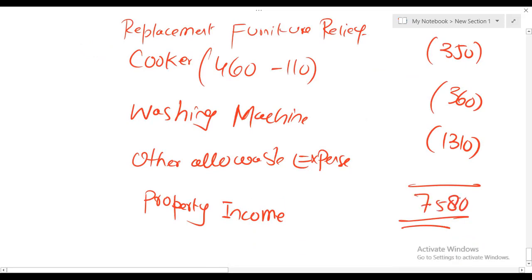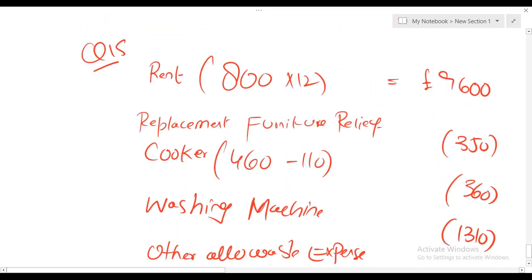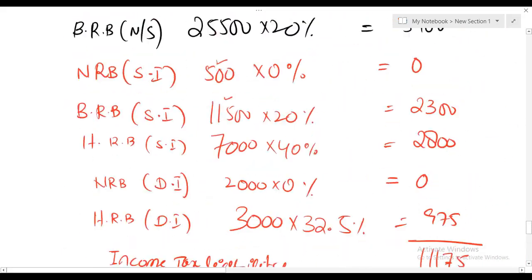So your property income is 7,580. Your property income is 7,580. Okay. That is question 15.